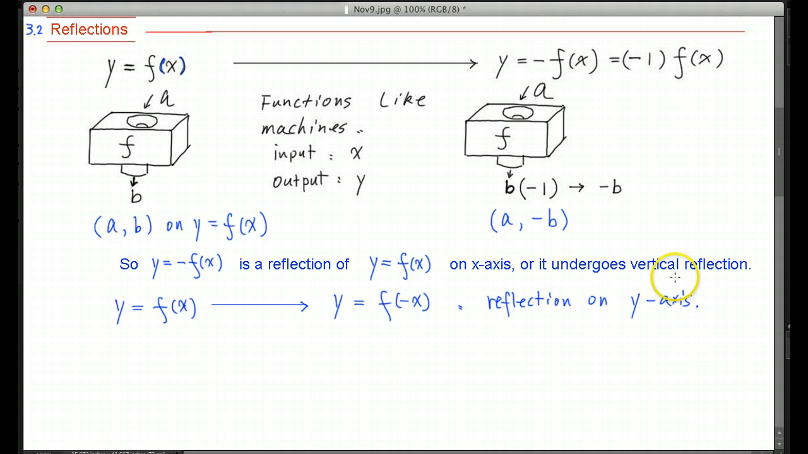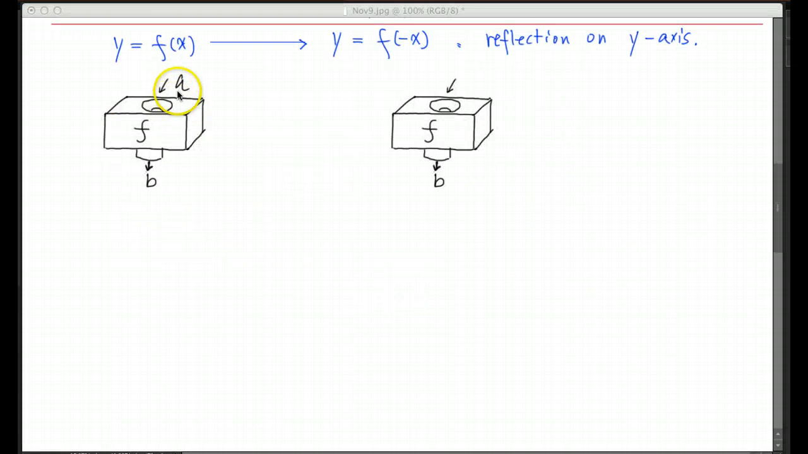Now we can use the same idea to analyze and understand why it is that way. I copy the function machine here again. You can see the same thing. If we have a point A, B on the original function y equals f(x), that means if you put in an A, you should produce B after the function. And here you go. What if we think about it this way?